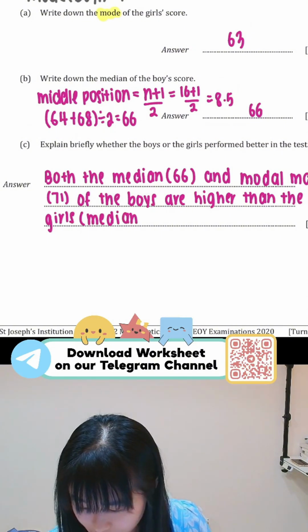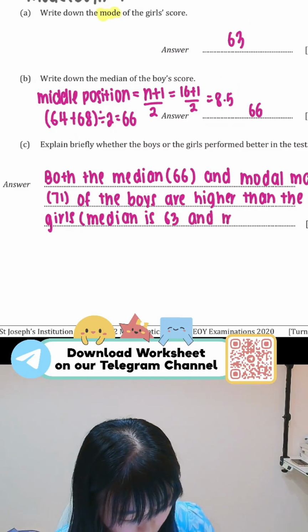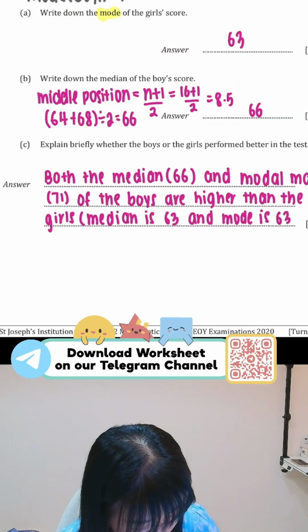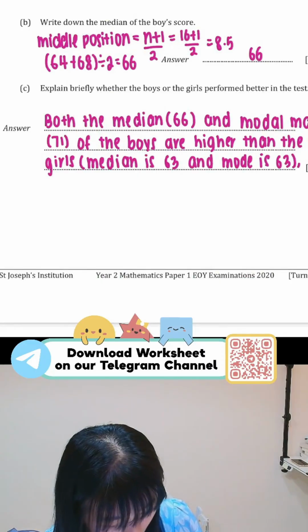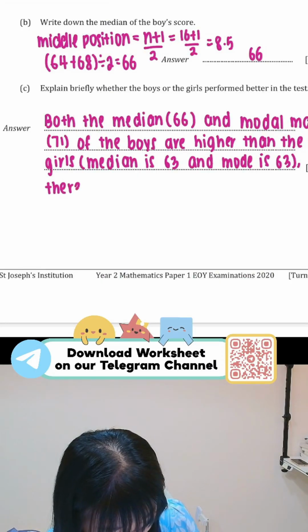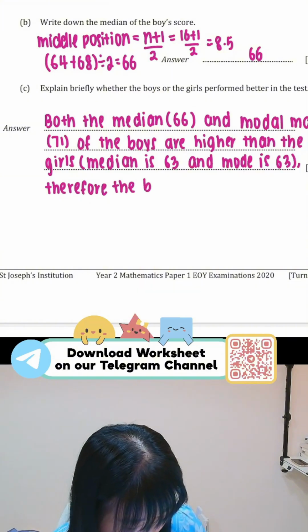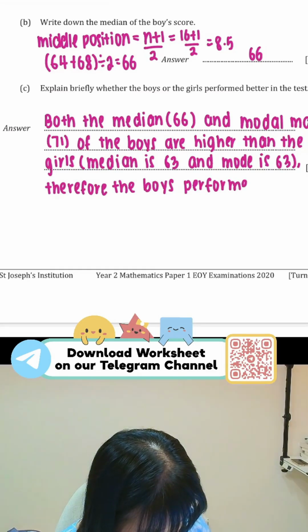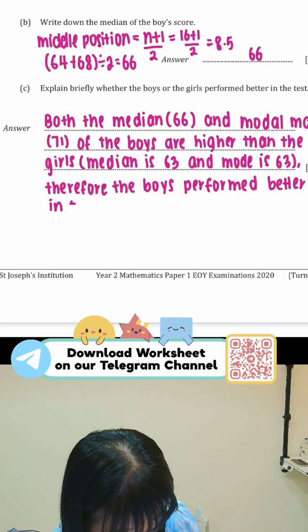Whereby the median is 63 and the mode earlier on is also 63, correct? Just now we found, both 63. Okay? Therefore, we can conclude that the boys performed better in the test.